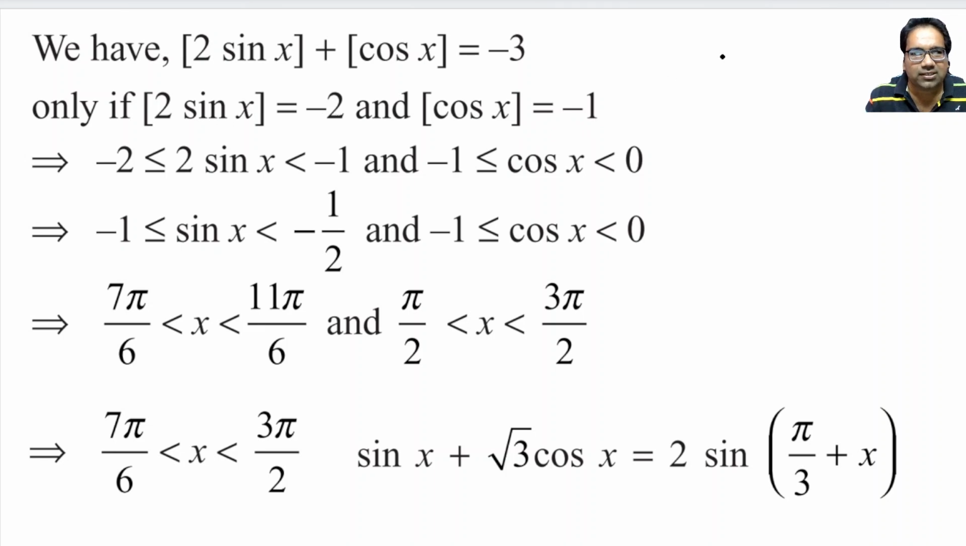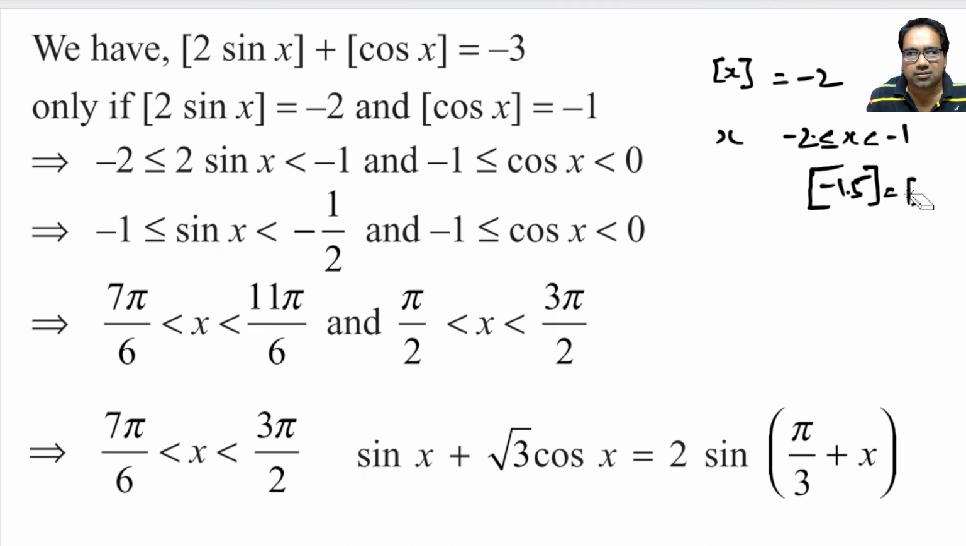If greatest integer function of something is equal to minus 2, what does that mean? x should lie such that minus 2 is less than or equal to x, less than minus 1. So for example, minus 1.5 is also minus 2, right? Minus 1.5 is also minus 2, but greatest integer function of minus 1 is not minus 2. So this has to be less than minus 1, but greater than or equal to minus 2. That is the definition of greatest integer function. Please be careful here. It has to be strictly less than minus 1.